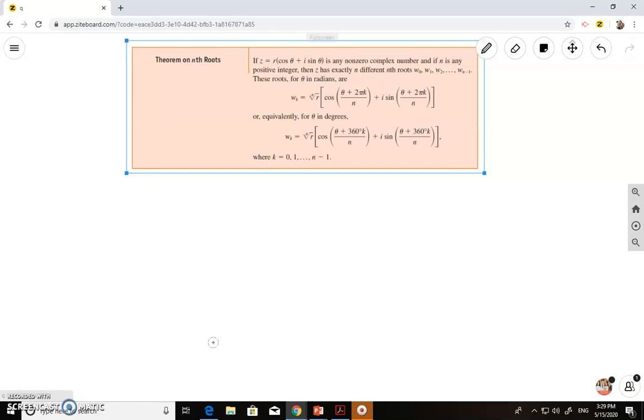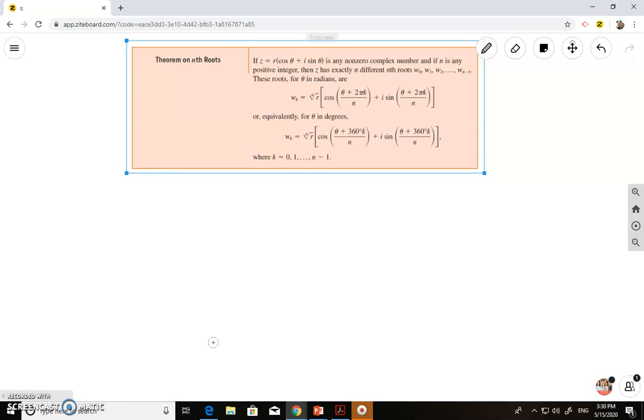For θ in radian form, we have wₖ equals the nth root of r times cos((θ + 2πk)/n) plus i sin((θ + 2πk)/n). Or you can use the degree form, either radian form or degree form. In the degree form, instead of 2π, we use 360, where k is equal to 0, 1, up to n minus 1.